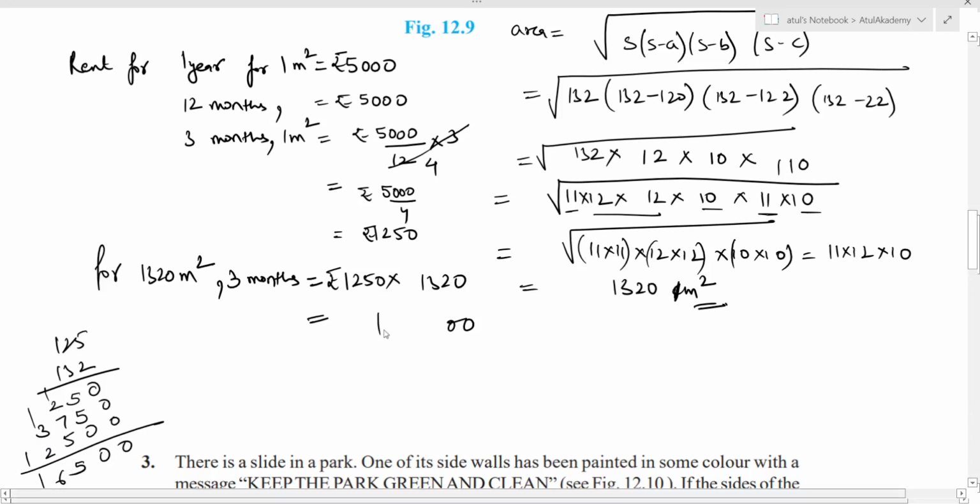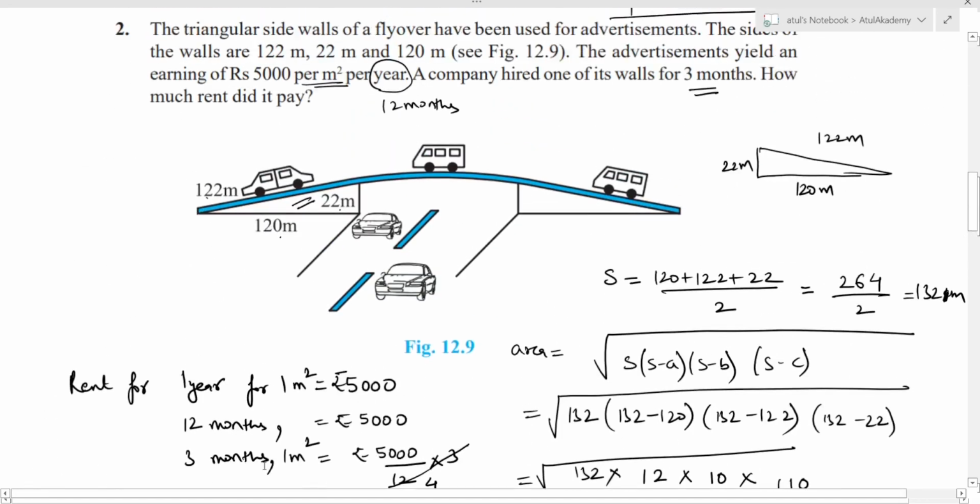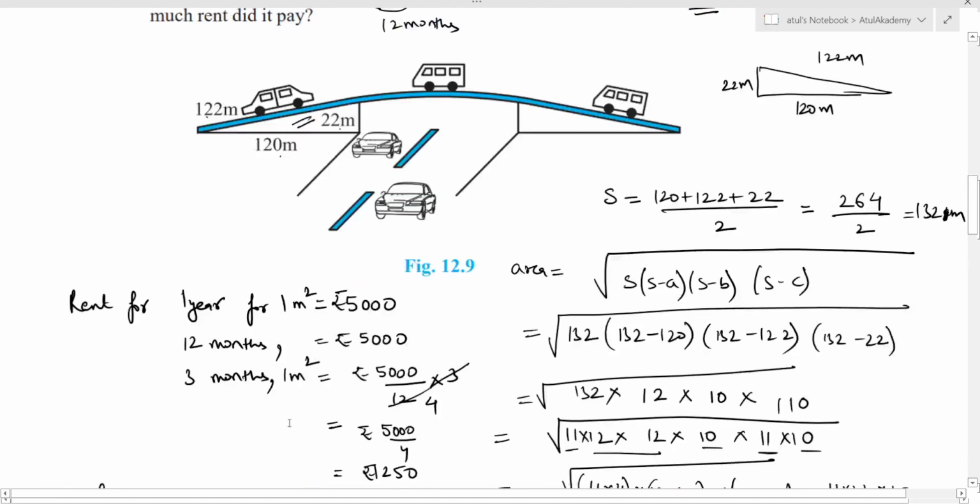So it comes out to be 16500. So that much rupees. So how much is that if we say it's 16,50,000? That's the rent it has to pay for 3 months. Clear? Okay, students, any doubt over here? Fine, let's move to the next question now.